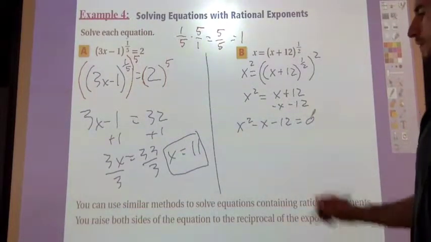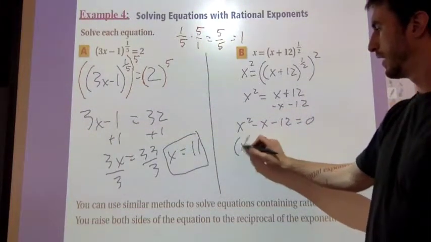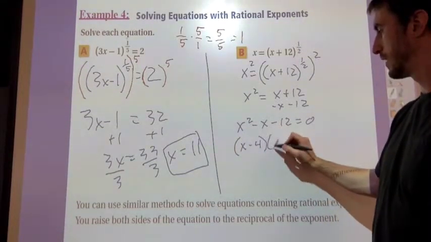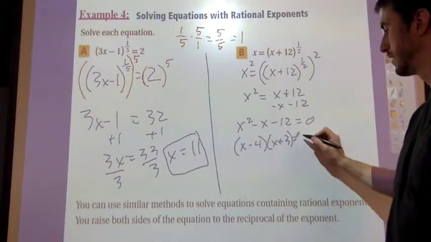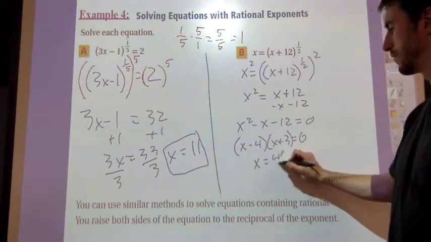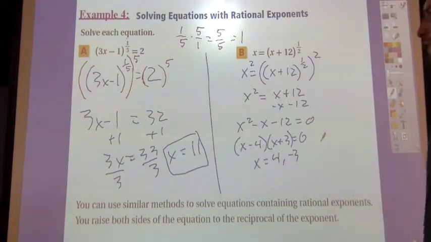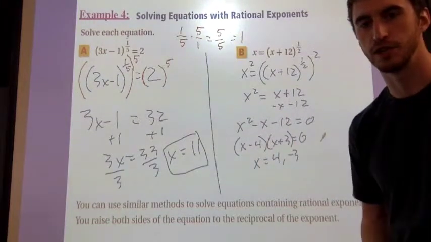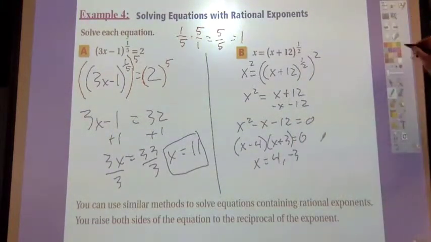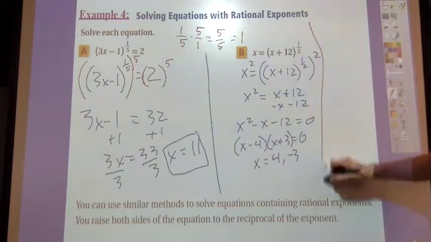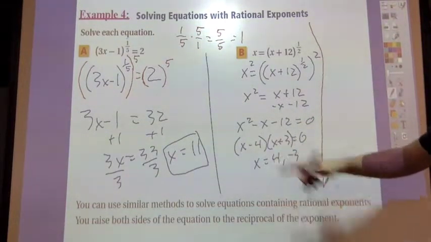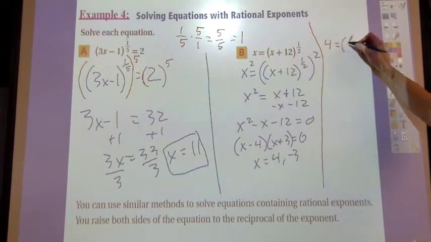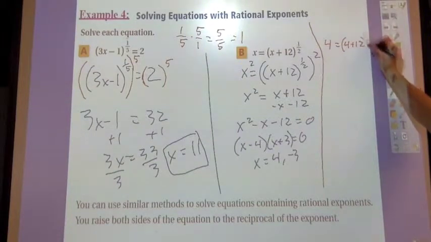Let's factor this. And we've got x minus 4 times x plus 3 equals 0. x equals 4 and negative 3. Now we have to check because one of these might be extraneous. So we have to make room, annoyingly so, in our notes, and check. So let's check 4. Plugging in 4. So we've got 4 equals 4 plus 12 raised to the 1/2.